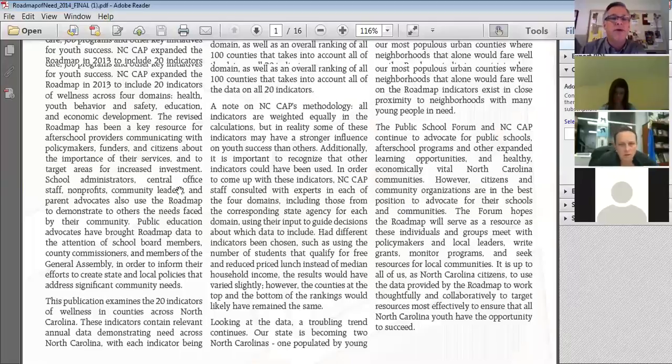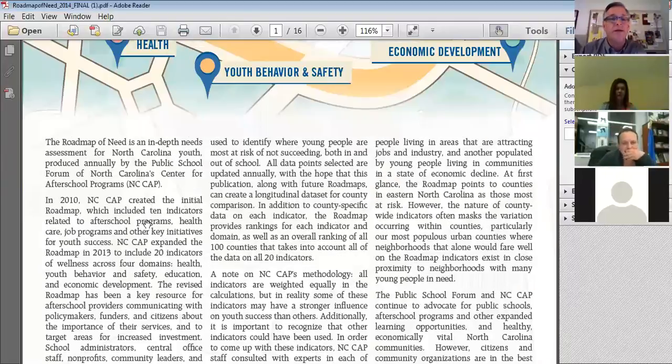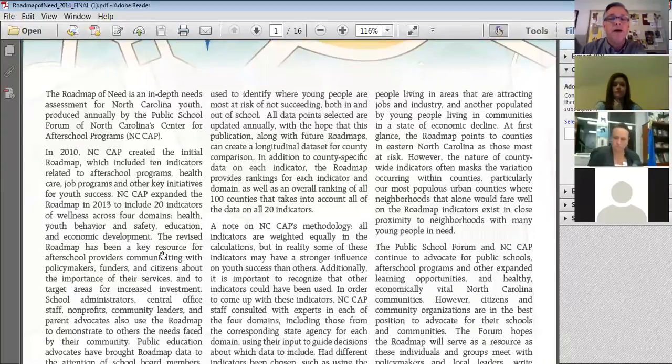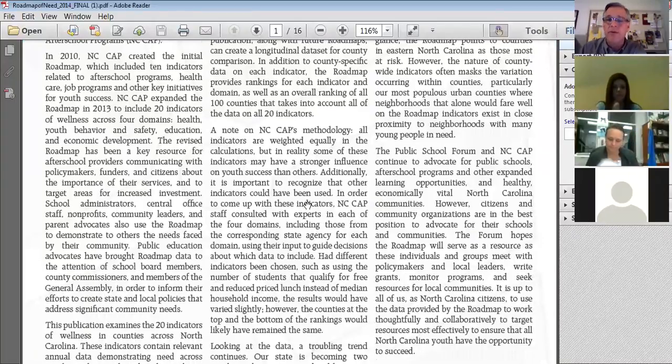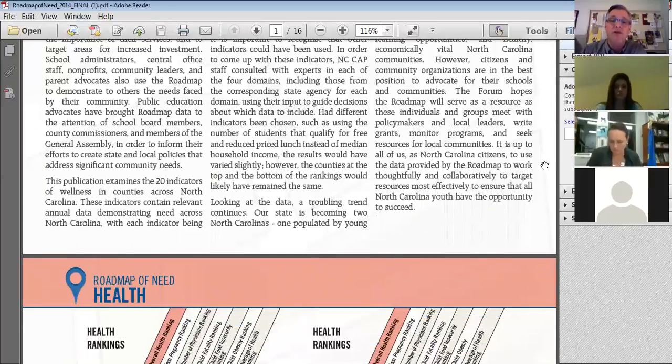Let me just point out a couple things before this started in 2010. Again, there's 20 indicators. It's across 4 domains: health, youth behavior and safety, education, economic development. They talk about their methodology. All the indicators are weighted equally. You can see how important some of this information will be. Really good to have when you're dealing with your boards, trying to educate them and trying to tell them, here's why we need more preschool education, or here's why in our high school 9th grade health curriculum we need more on sex education, or whatever it might be, because of our teen pregnancy rate, or any number of things that you would want to argue.